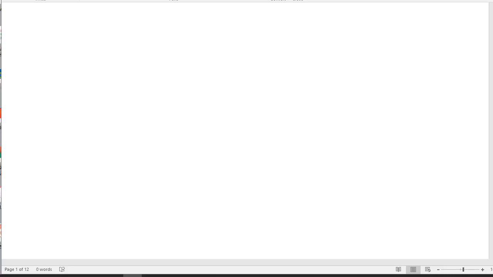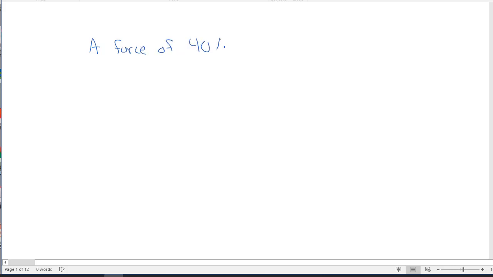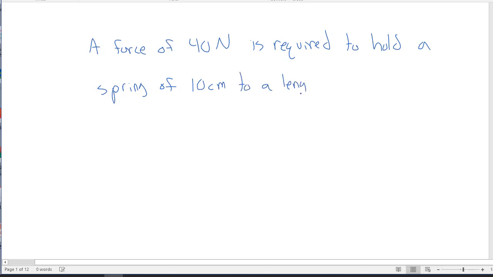All right, so let's look at an example of a spring situation where we're going to have a variable force. Let's say in this example a force of 40 newtons is required to hold a spring, so we're going to pull the spring instead of compress, a force of 40 newtons is required to hold a spring of 10 centimeters to a length of 15 centimeters.